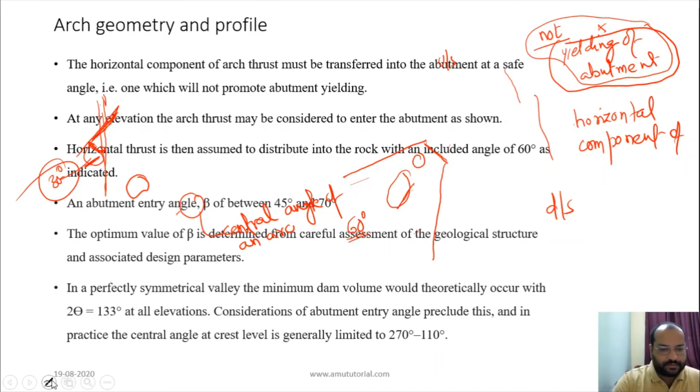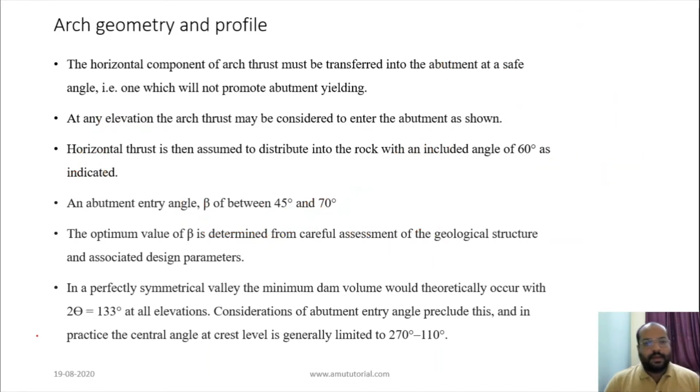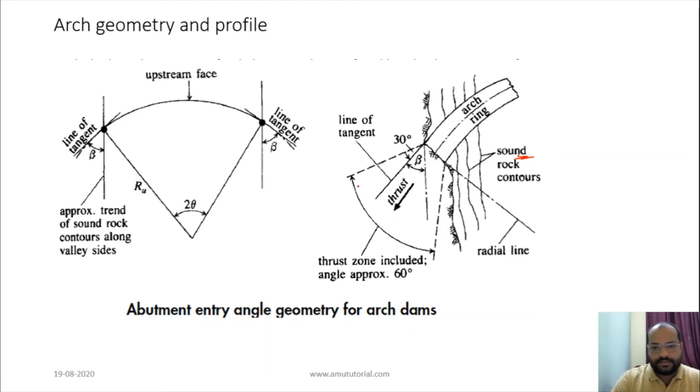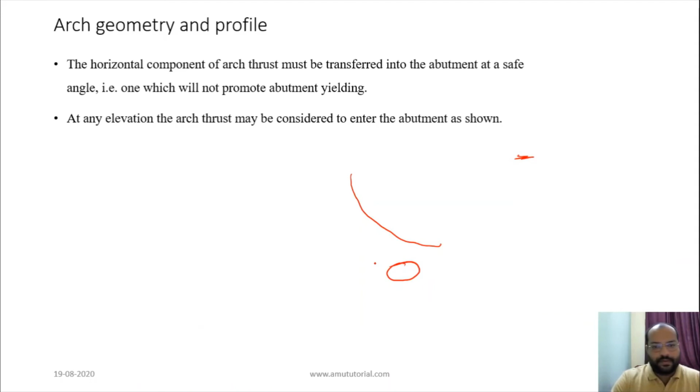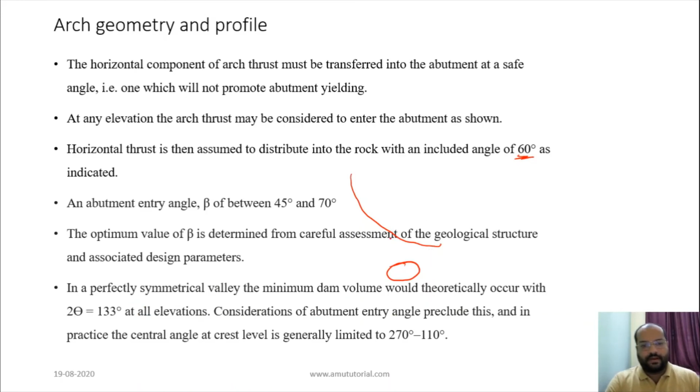Let me clear all this. Now the horizontal thrust should distribute along the included angle of 60°. So in the previous slide this is the included angle of 60°. So the horizontal thrust should be along this. And the abutment entry angle should be between 45° to 30°. This should be the abutment entry angle.